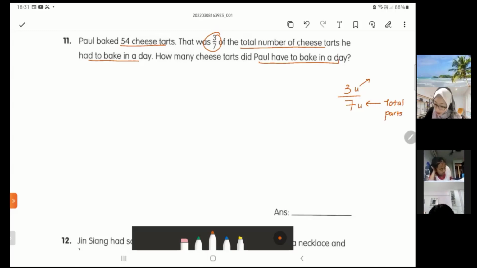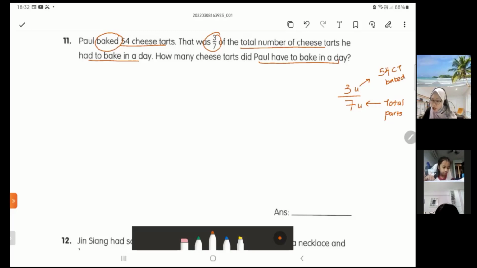This is the amount of cheese tart that he baked. Paul baked 54 cheese tart. That was 3/7. So this 3 units is the 54 cheese tart he baked. I use short form, okay? C3 means cheese tart. Okay, I have this information, right?